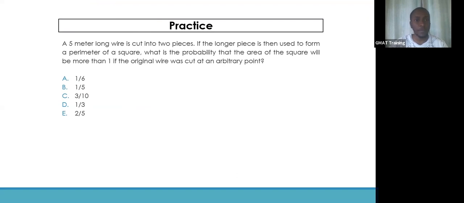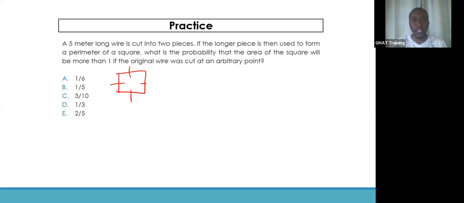So we have a 5-meter long wire that is cut into two pieces. If the longer piece is then used to form the perimeter of a square, we have a 5-meter wire and then we have a square in this case. One of these long bits is cut to form a square.